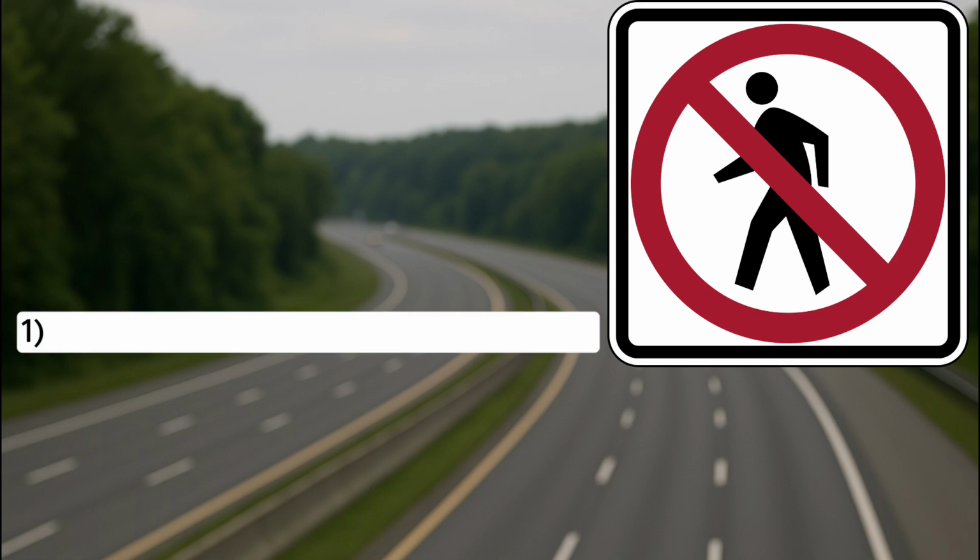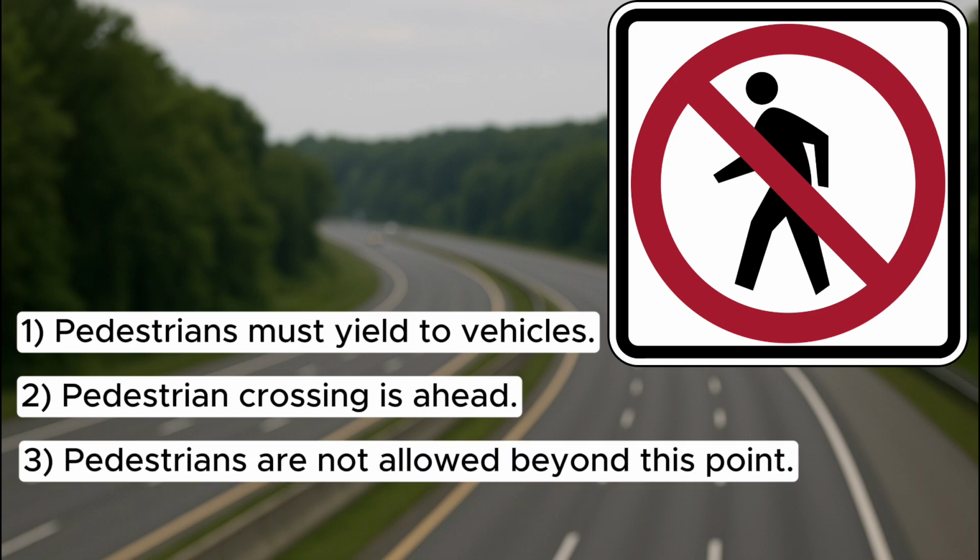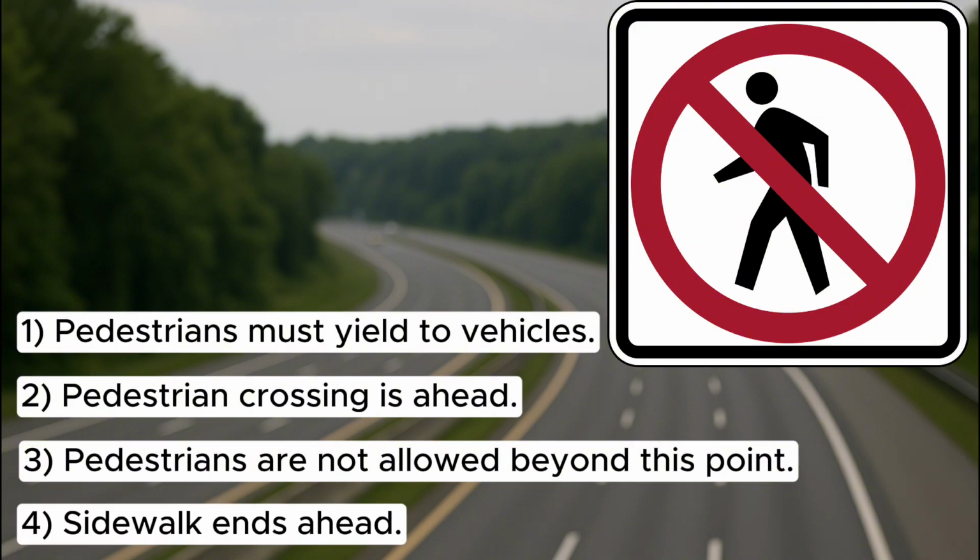Number 1. Pedestrians must yield to vehicles. Number 2. Pedestrian crossing is ahead. Number 3. Pedestrians are not allowed beyond this point. Number 4. Sidewalk ends ahead.